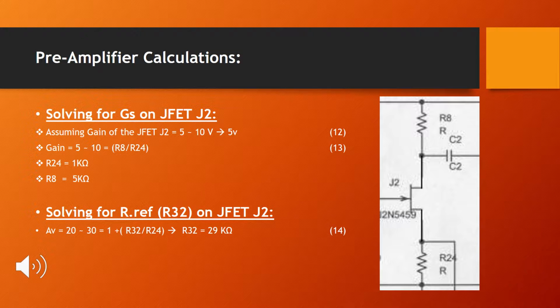Also, in this preamplifier section, we found the reference resistor, the Rref, which is R32 in the diagram shown in slide 1. The reference resistor was found using equation 14, in which we say that the voltage gain of the preamplifier oscillates between 20 and 30 volts. So taking the voltage gain at 30 volts, we say that 30 equals 1 plus R32 divided by R24, and that led to the value of the Rref, which is R32, equal to 29 kilo ohms.